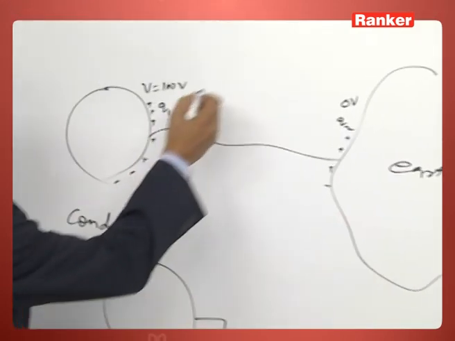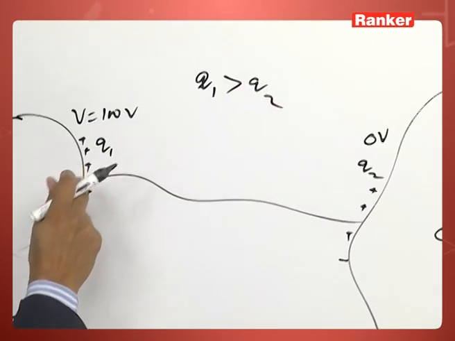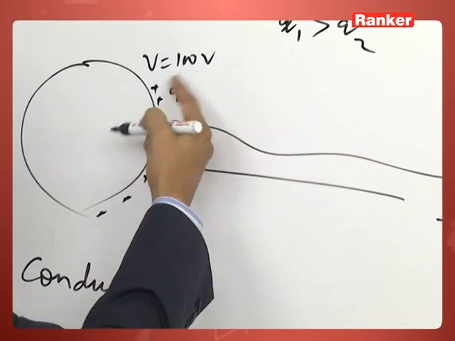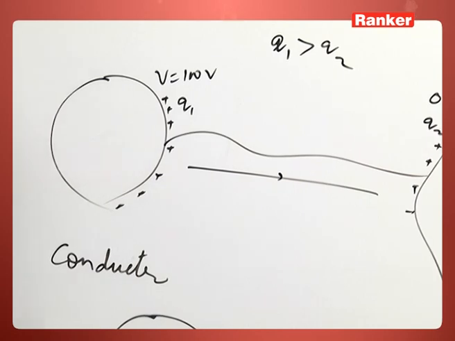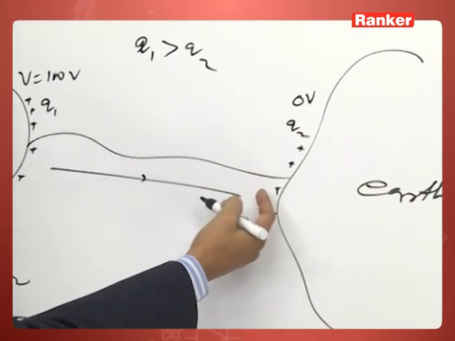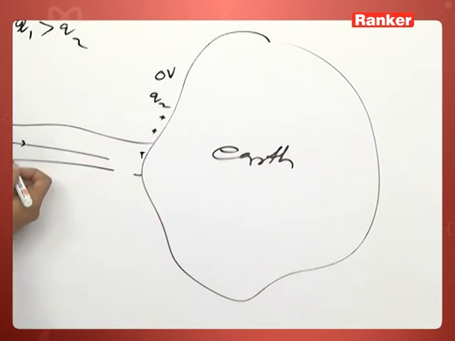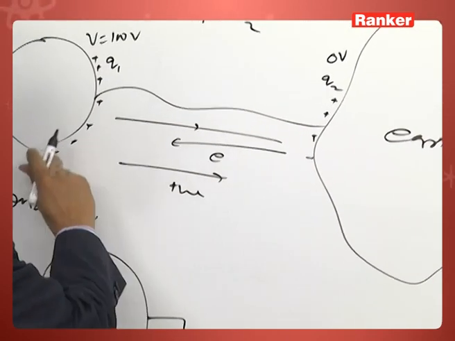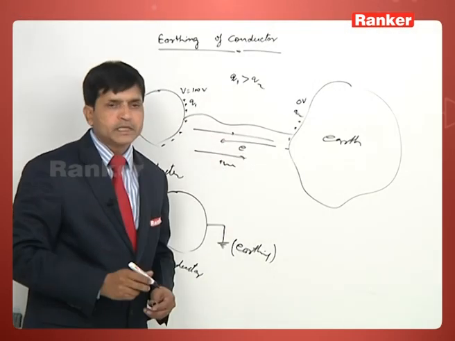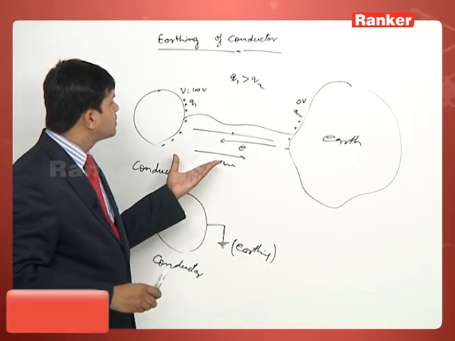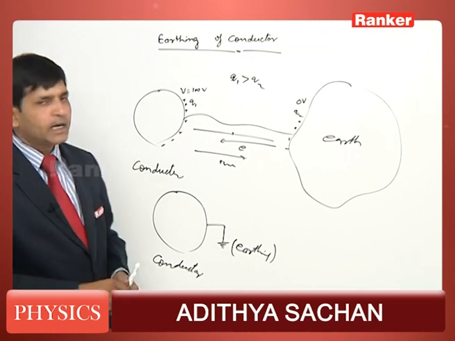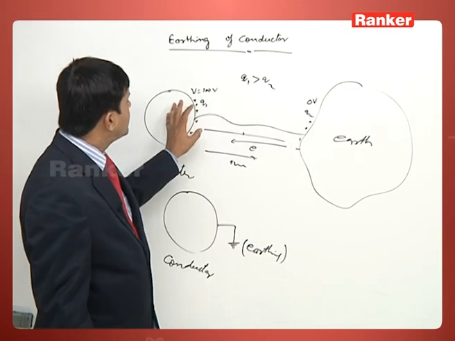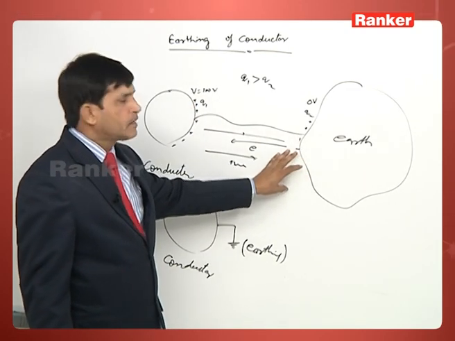Let the charge here be Q1 and here Q2. Since Q1 will be more than Q2 because its potential is more, the electric field will be from higher charge value to lower charge value, maybe in this direction. Then due to the effect of the electric field, some electrons start coming in this direction, or we can say positive charge is moving from higher potential to lower potential, and this flow of charge will continue until both surfaces reach the same potential. This is the phenomenon that happens when two conductors are connected with a conducting wire.